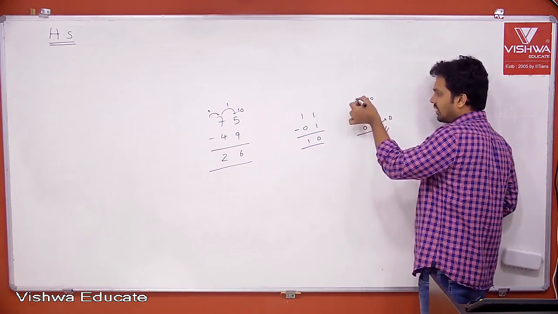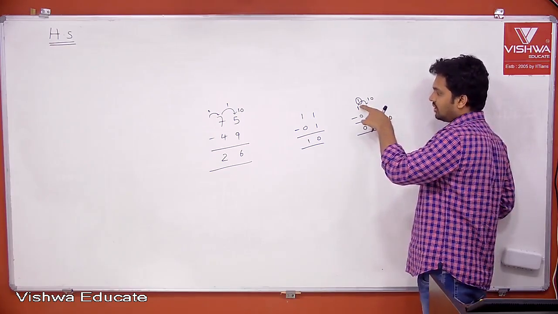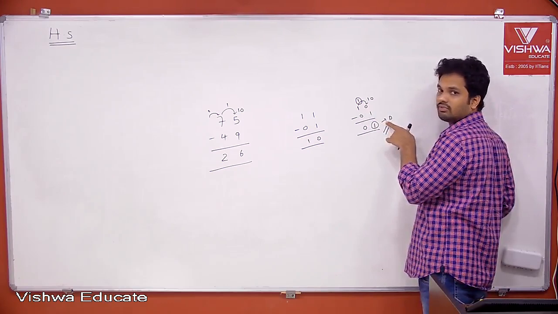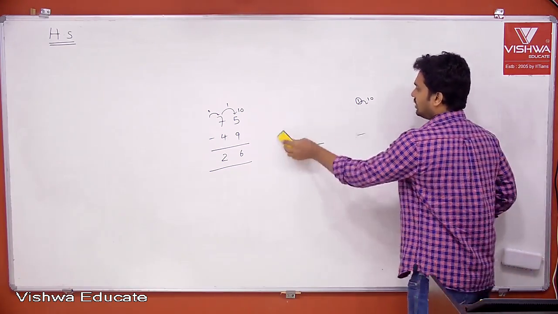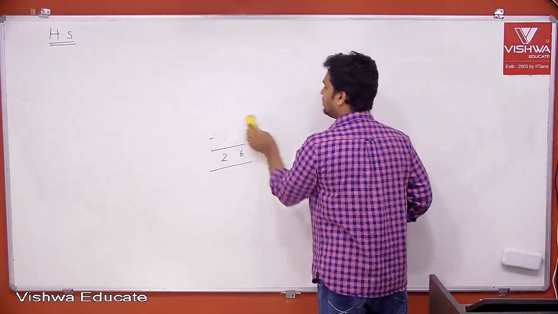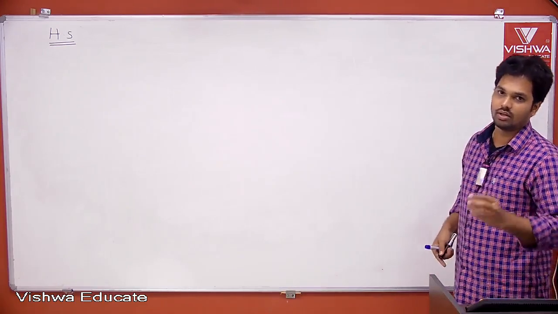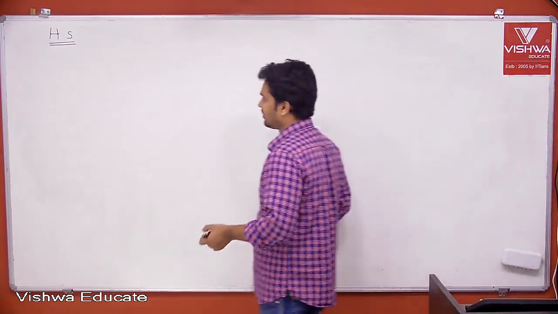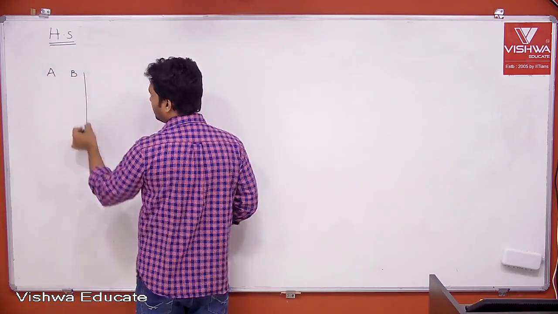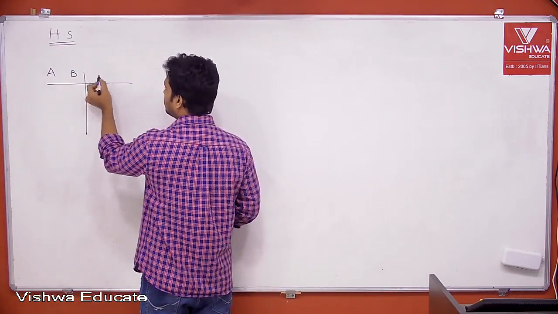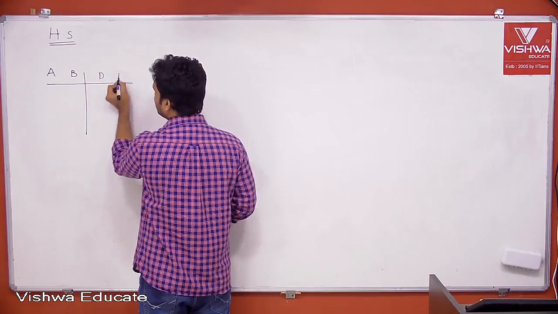And we need one extra output, which we call borrow, and this is what we call difference. So in the half subtractor circuit, the output contains two: borrow and difference. The input is 2 bits, A and B, and the output is also 2 bits: borrow and difference.